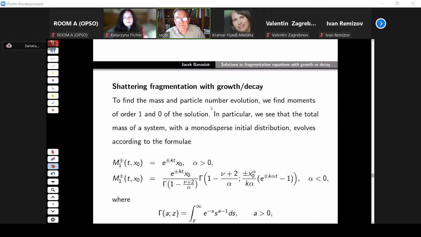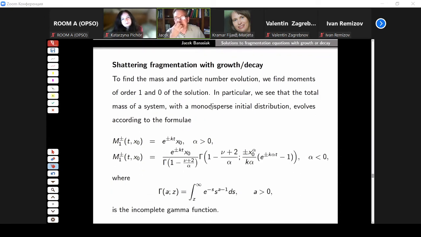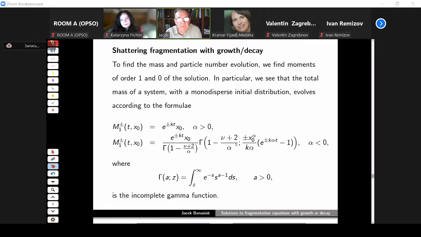I told you at the beginning that pure fragmentation equations display very peculiar behaviors called shattering, so the loss of mass. The same happens in the case of fragmentation with growth or decay. Just to remind you that M1 is the total mass of the system.